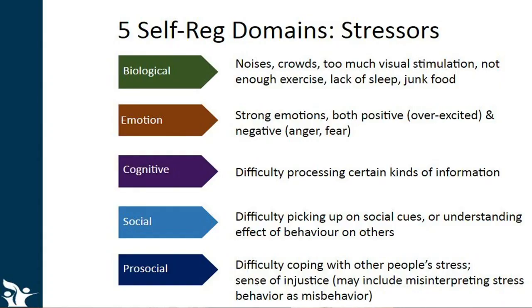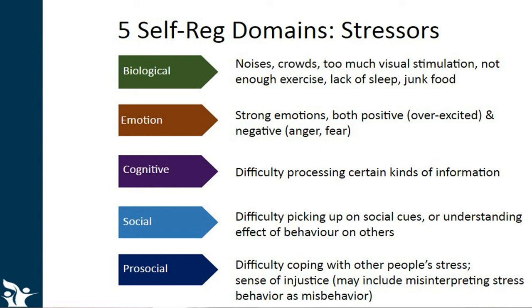So looking back at those 5 self-regulation domains, under the biological domain, stressors could be noises, crowds, too much visual stimulation, not enough exercise, a lack of sleep, junk food. Under the emotional domain, it could be strong emotions, both positive and negative, because being super overexcited for something can have a negative impact on us. It could be anger, fear. Cognitive: difficulty processing certain kinds of information, math, reading. Social: difficulty picking up on social cues or understanding the effect our behavior has on others, not having any friends, difficulty knowing what to do in social situations. And then pro-social is having that stress due to unfairness, taking on the stress of those around you, feeling big feelings of empathy.